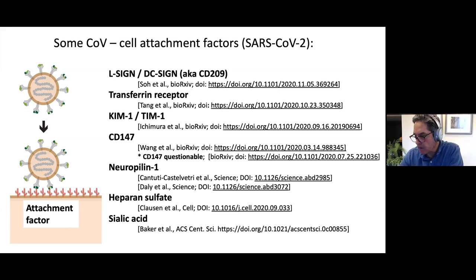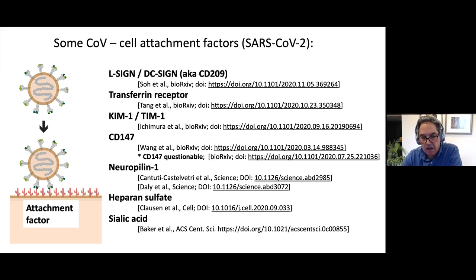It's kind of hard to keep up with the literature. There's so much, but here's some: the lectin sign proteins, transferrin receptor, scavenger receptor, TIM1, CD147, neuropilin-1, also sugars may be attachment factors, heparan sulfate, sialic acid.